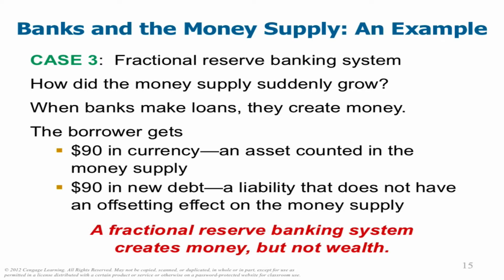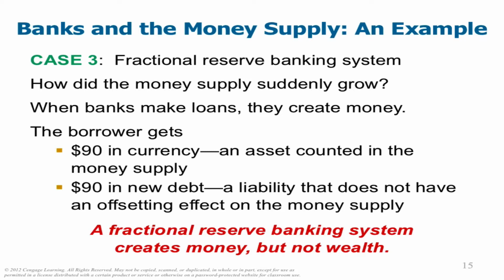This is the catch. The fractional reserve banking system creates money, but it doesn't create wealth. You have to fundamentally understand that there is a difference between money and wealth. Think about it for a second. Why isn't that $90 that was created wealth? Because it's an asset to the bank. But what is it on my personal T-chart? It's a liability. It is an obligation.